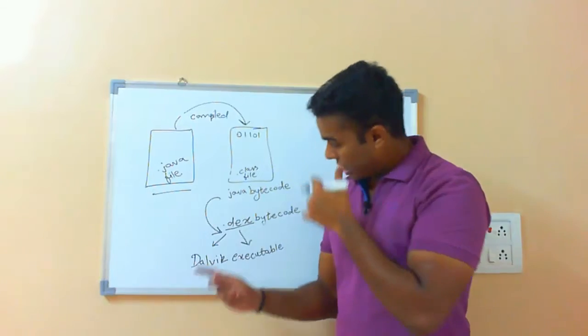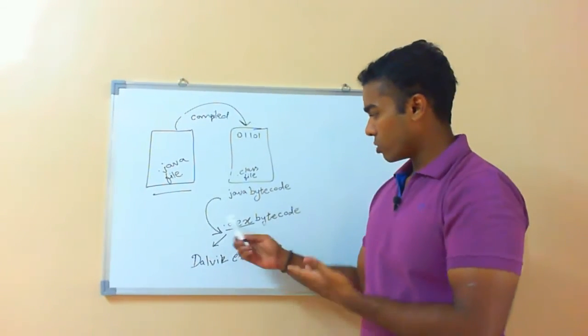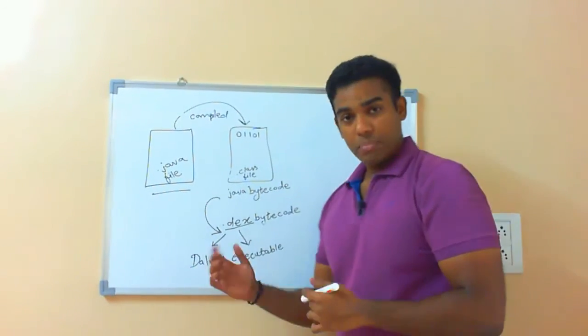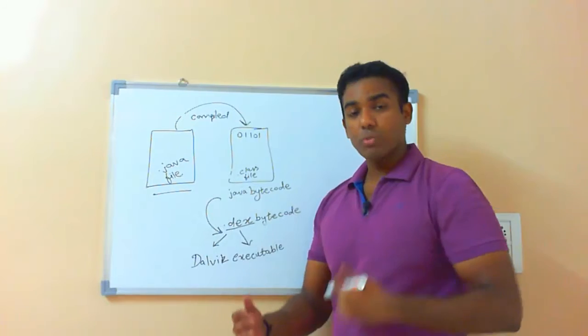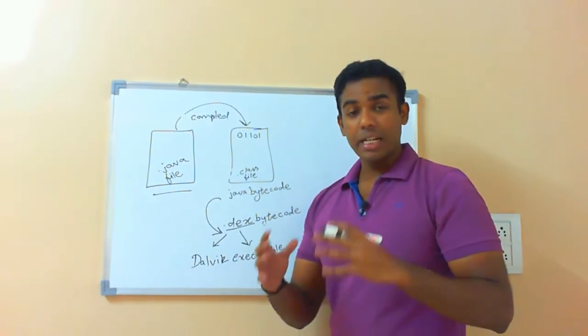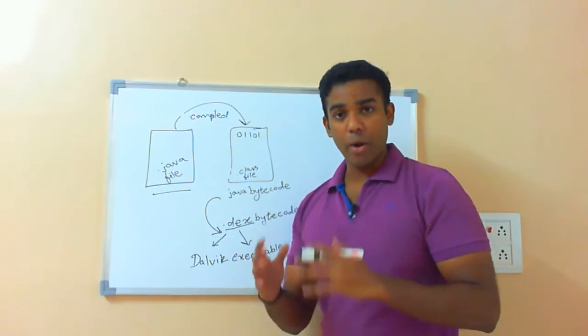Now what is the use of this .dex bytecode? Why do we have Java bytecode, then why convert into .dex bytecode? The reason is that the .dex bytecode file format improves the performance of your Android application, and the main important thing is that it consumes very little memory space, which is very important while running an Android application.